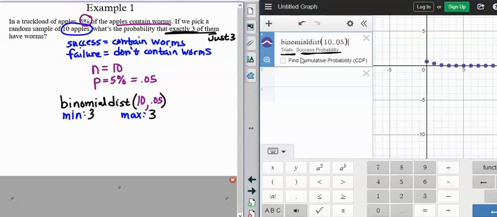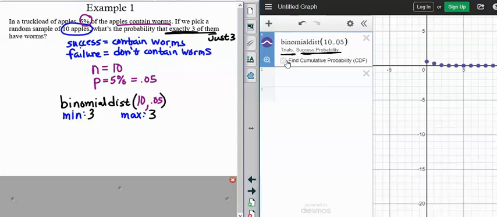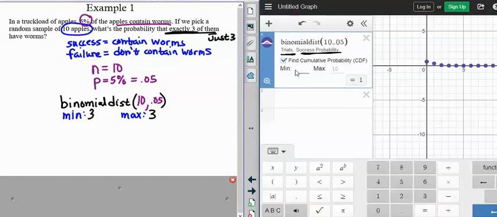We're going to click on this part, find the cumulative probability. We said our max and our min is 3. That's 3. That's 3. And guys, that's our probability right there. The probability of getting just exactly three apples with worms.